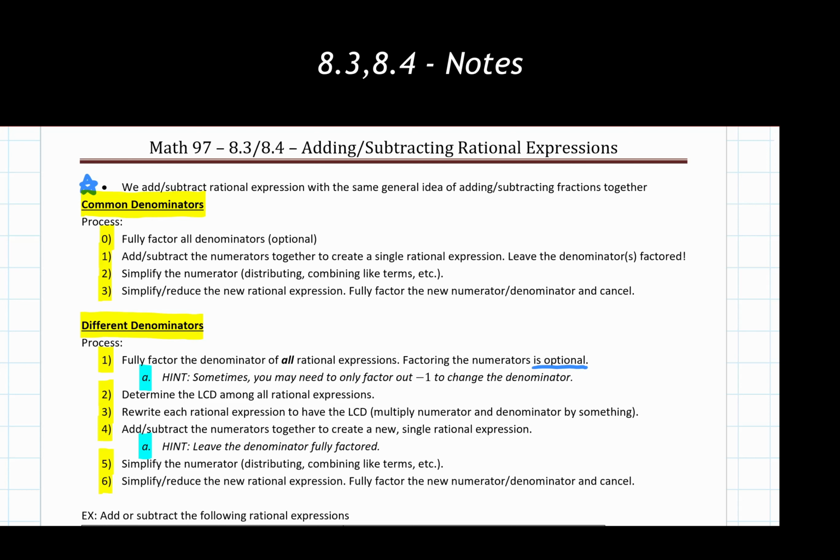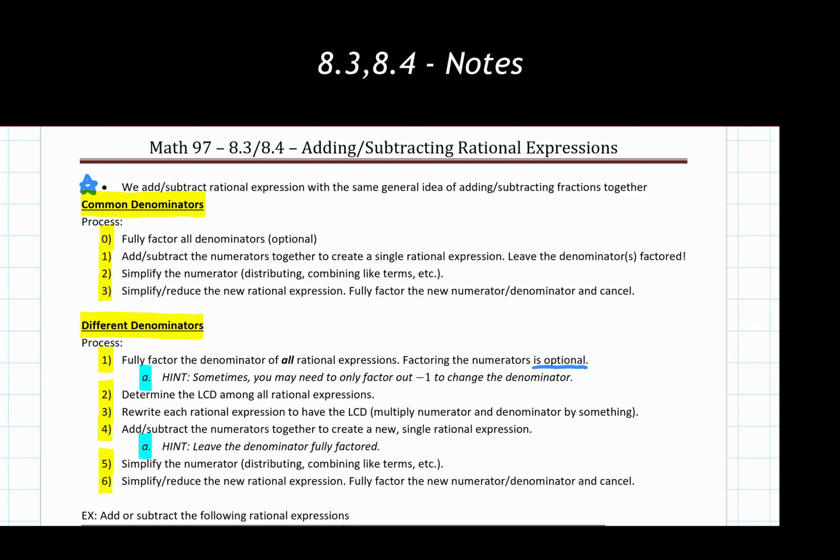So once we have everything written out with common denominators, you can notice that steps 4, 5, and 6 in this process are pretty much the exact same as 1, 2, and 3 in our other process. And that's the case because now we're just combining everything together. I will note that unique to this one, kind of a hint that I would give you, when you are doing the adding and subtracting phase where we are getting everything to be one single rational expression, I would highly recommend that in that process you leave the denominator fully factored.